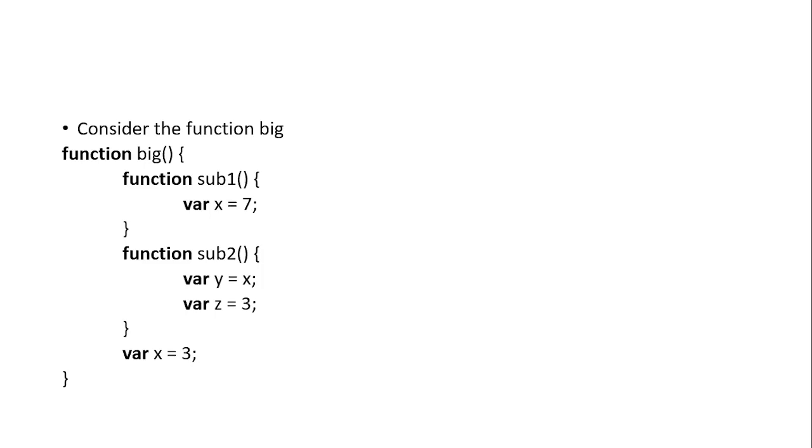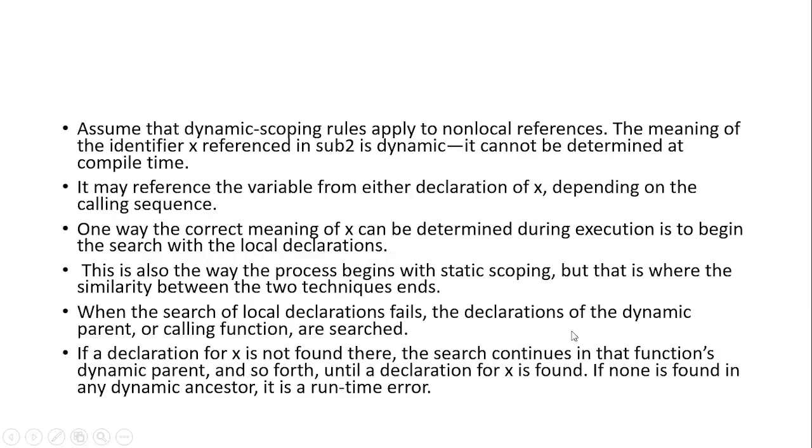One way the correct meaning of x can be determined during execution is to begin the search with the local declarations. This is also the way the process begins with static scoping, but that is where the similarity between the two techniques ends. When the search of local declarations fails, the declarations of the dynamic parent, or calling function, are searched. If a declaration for x is not found there, the search continues in that function's dynamic parent, and so forth, until a declaration for x is found. If none is found in any dynamic ancestor, it is a runtime error.